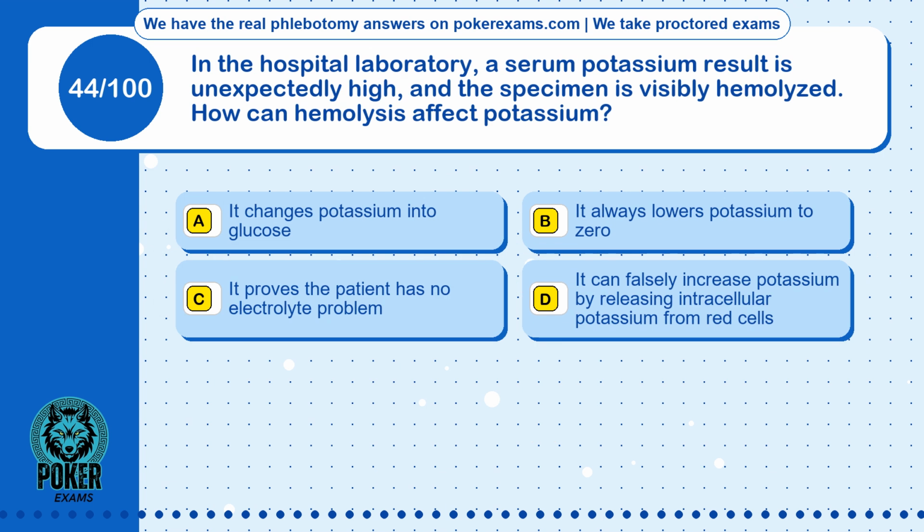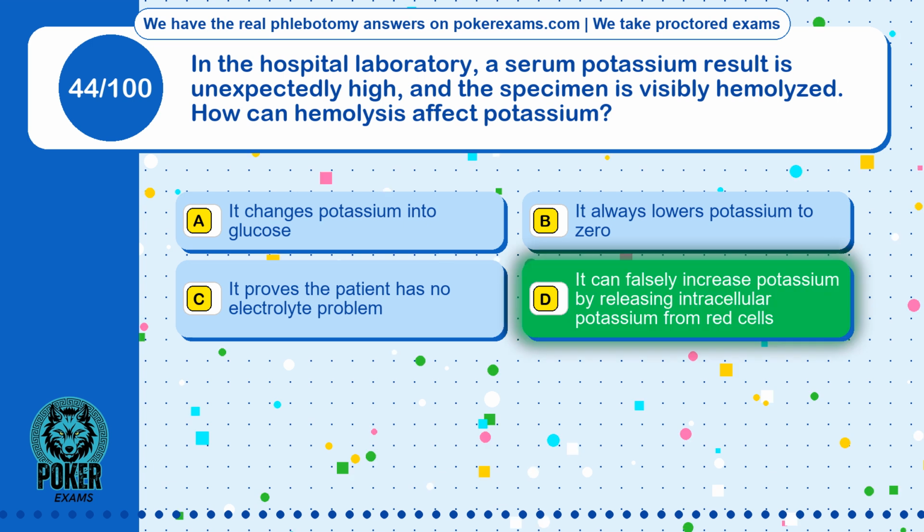Question 44. In the hospital laboratory, a serum potassium result is unexpectedly high, and the specimen is visibly hemolyzed. How can hemolysis affect potassium? Option A. It changes potassium into glucose. Option B. It always lowers potassium to 0. Option C. It proves the patient has no electrolyte problem. Option D. It can falsely increase potassium by releasing intracellular potassium from red cells.